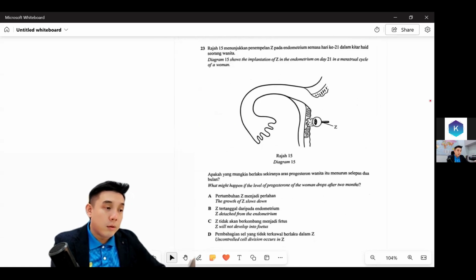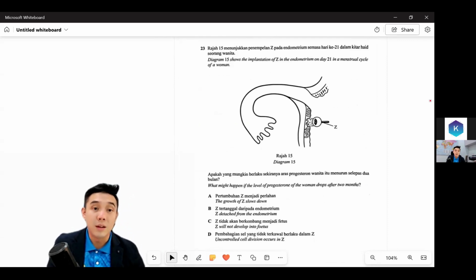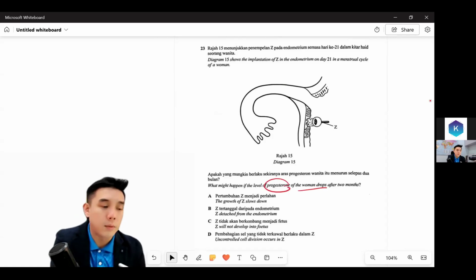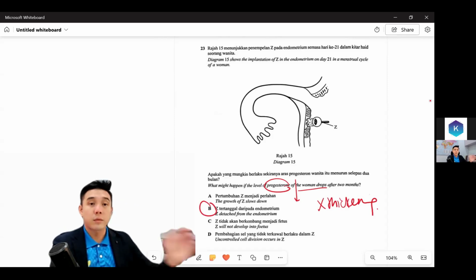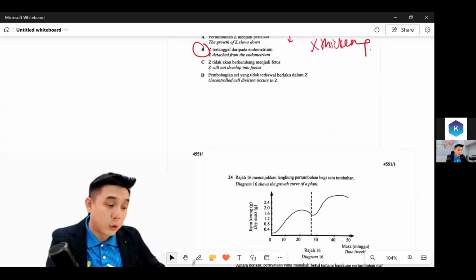23. Implantation of the zygote on day 21 in the menstrual cycle. What might happen if progesterone drops? Progesterone drops means there's no thickening. No thickening means it will detach. 23, the answer is B. It is unable to attach to the endometrium.